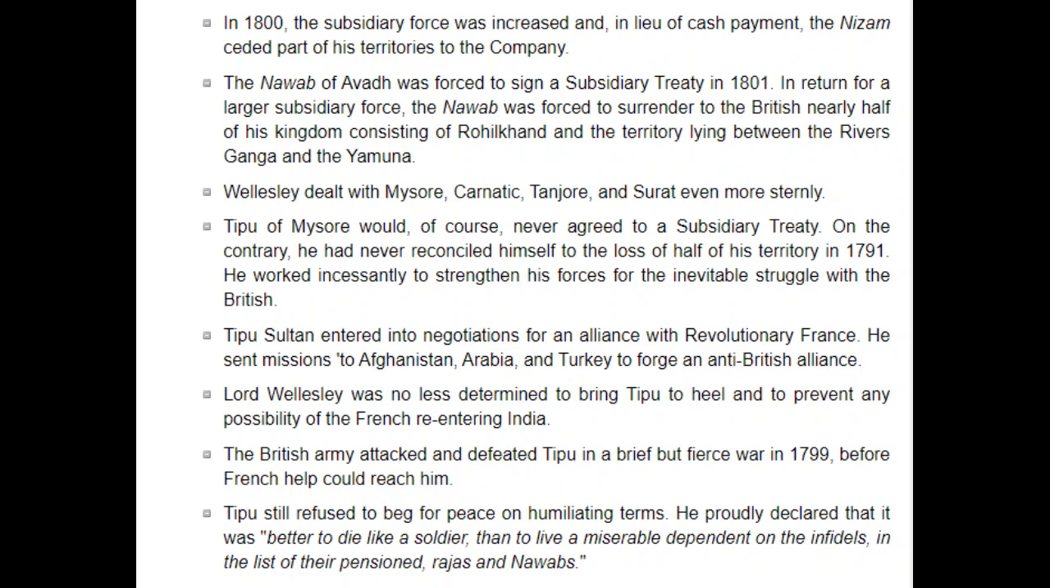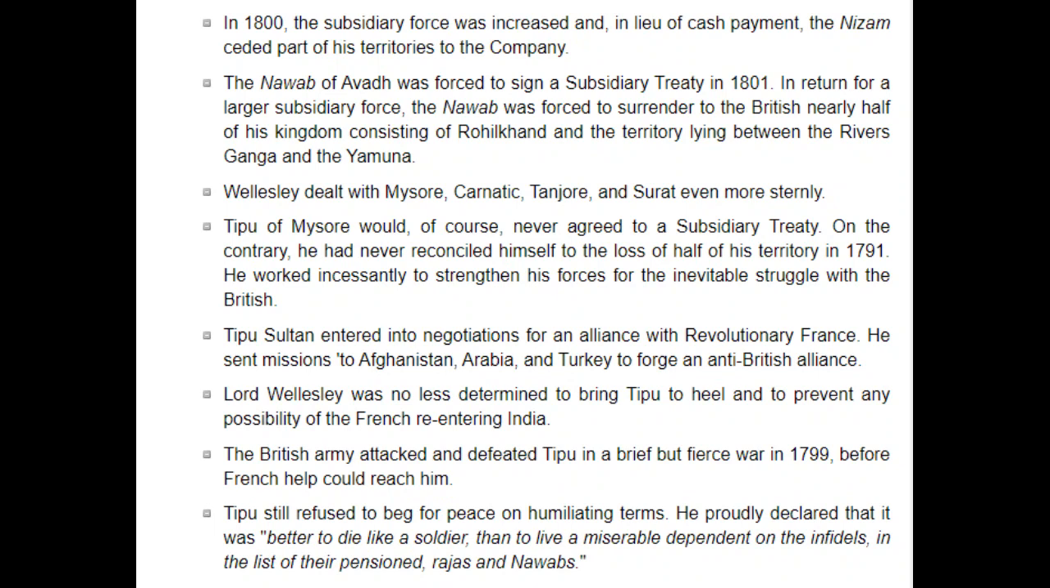Bringing Tipu to heels means bringing him down, and preventing any possibility of the French re-entering India. They had already driven away the French from India, isn't it? They had already defeated them. So he did not want the French to come back to India at any cost. The British army attacked and defeated Tipu in a brief but fierce war in 1799 before French help could reach him. So before the French came and helped Tipu, the Britishers had already defeated Tipu Sultan in this war in 1799.